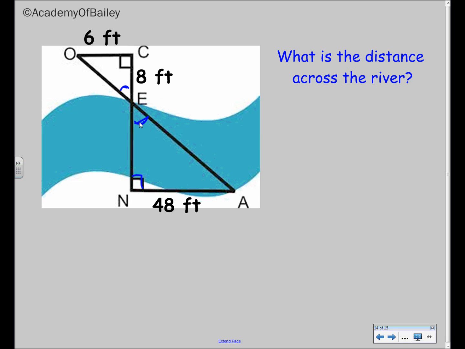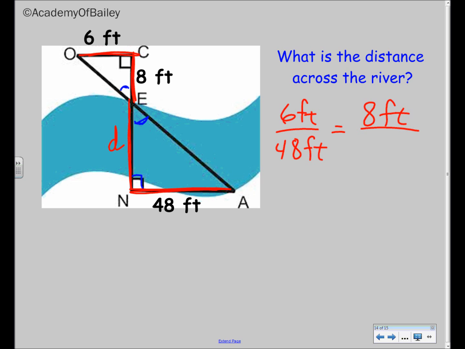Well, since those two triangles are similar, what we can do is set up some proportions. We put 6 feet on top, and 6 feet is corresponding to 48 feet. And then we look at 8 feet. Since 6 feet was from the top triangle, 8 feet is also from the top triangle. That means both of them go on the same level, top of the fraction. And then what is this here? Well, this is the distance across the river. We're going to call that D.